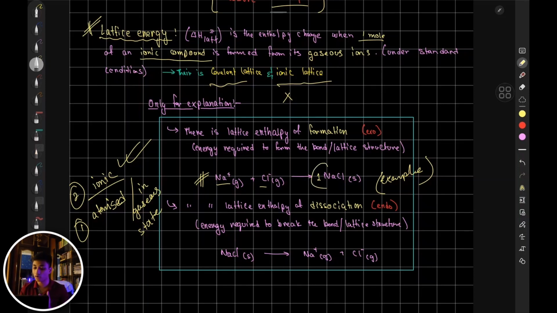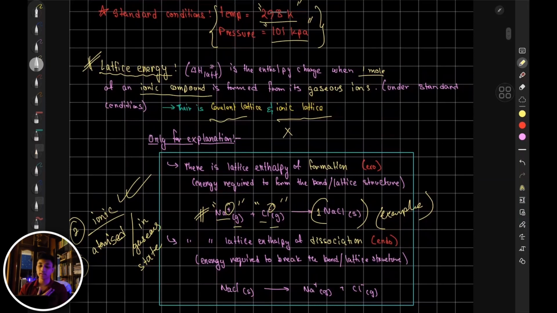So for this structure to be formed, NaCl, the reactants should be in their ionic state and should be in the gaseous state as well. So for both Na and Cl, they are a gas and they are an ion. So again, lattice energy is the energy released when 1 mole of an ionic compound is formed from its gaseous ions under standard conditions. Again, what are the standard conditions? This.